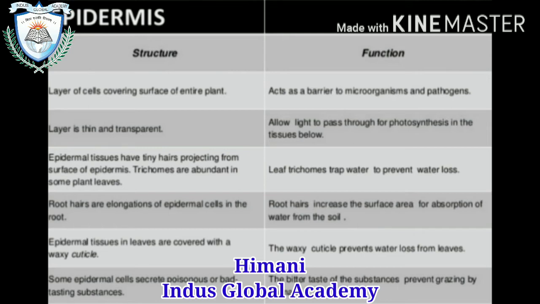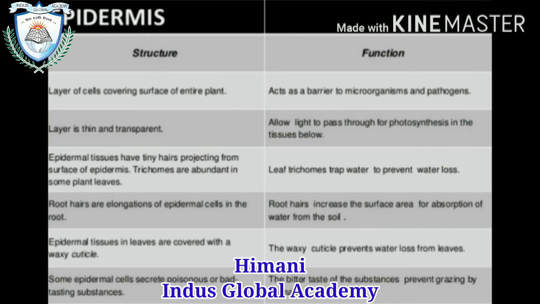If we are talking about structure and function, the layer of cells that covers the surface of the entire plant is epidermis. The layer is thin and transparent. Epidermal tissue has tiny hairs that project from the surface of the epidermis. That is known as trichome, which is abundant in the plant tissue.